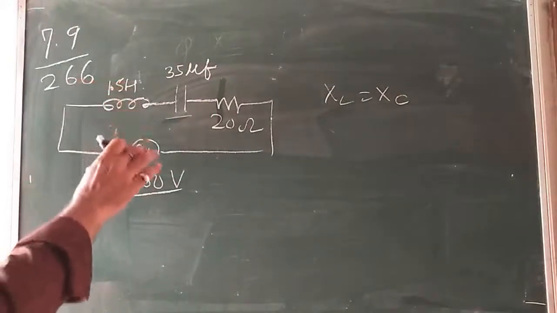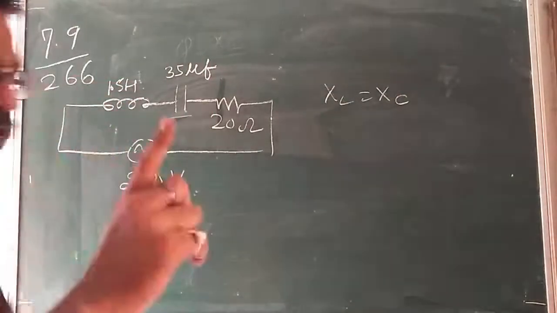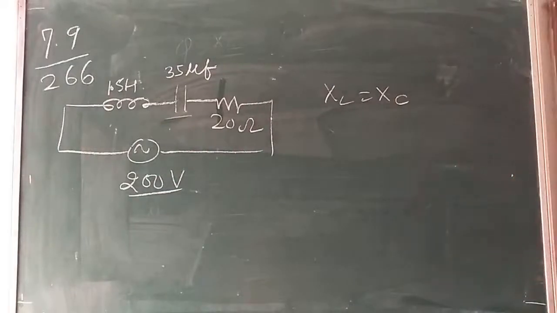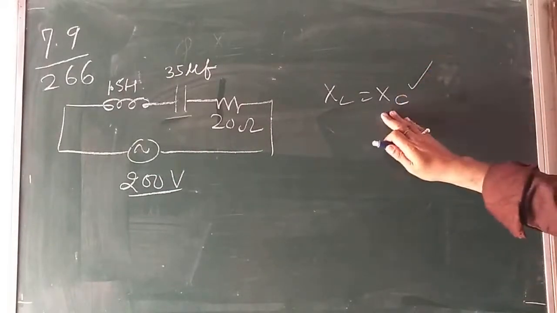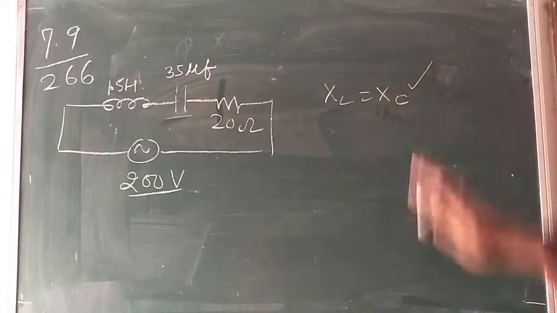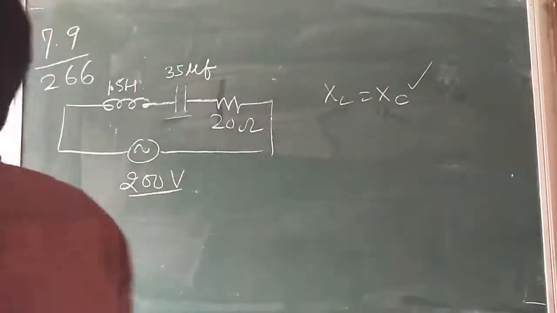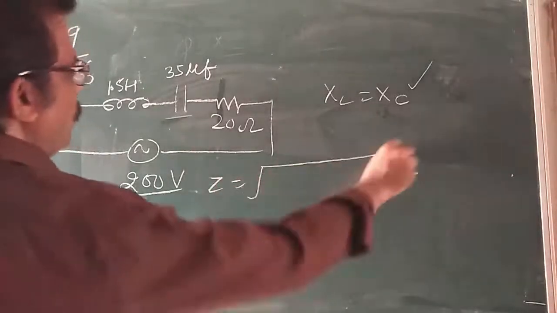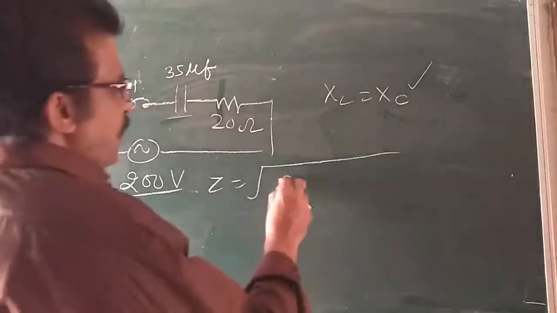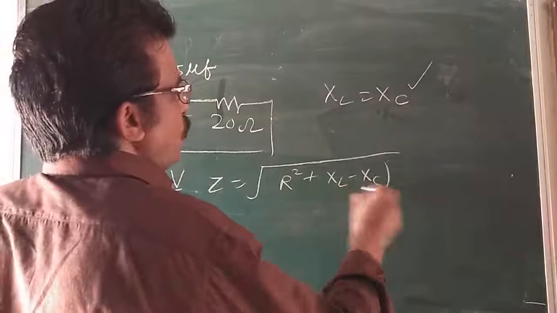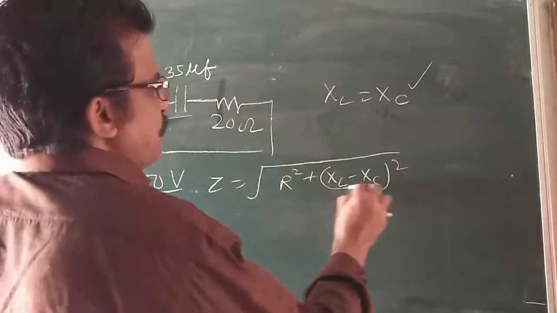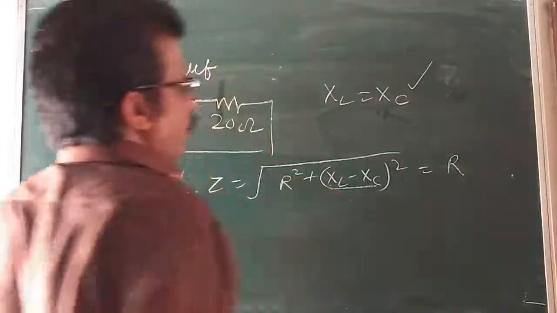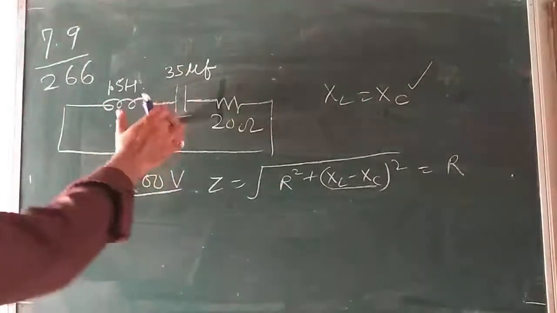So what is the average power transferred to the circuit in one complete cycle? This is our question. What we have to do, children? We know that at natural frequency XL is equal to XC. Both are equal. So the impedance of this circuit is Z equal to the square root of R square plus (XL minus XC) whole square. This is the impedance of the LCR circuit. But XL is equal to XC, so you put it here and you will get only R. Z is equal to R. Impedance is minimum in this condition.